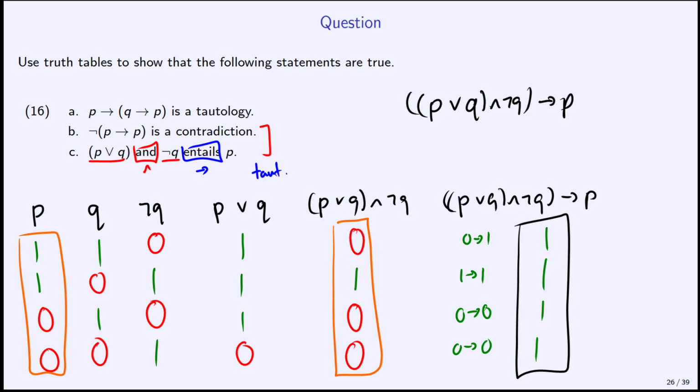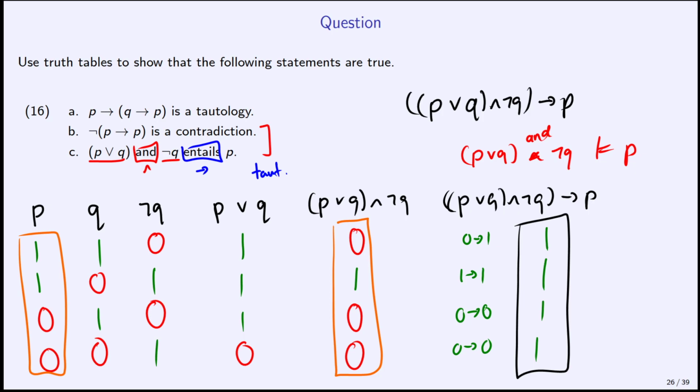So because we have a tautology for a conditional, what this means then is that P or Q and the formula not Q entails P. And we can think of this and as just the word and. So whenever we say this and this and this entails something else, we can just use the and operator to connect all of those. So that's it as far as tautologies, contradictions, contingencies, and entailments.